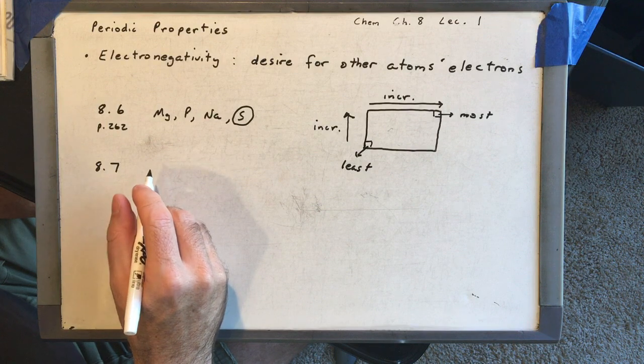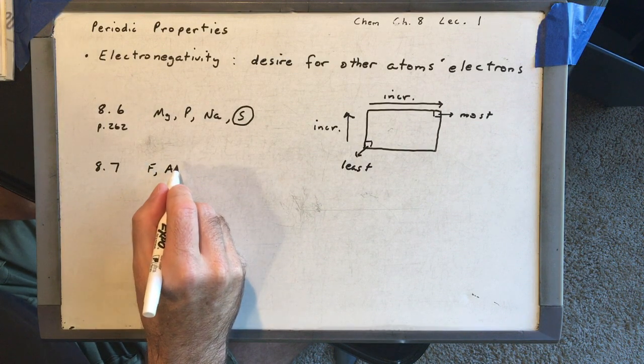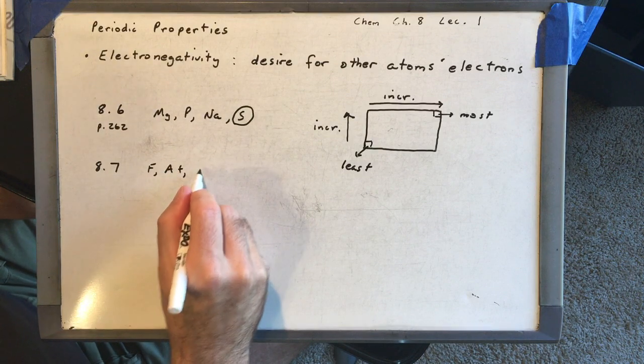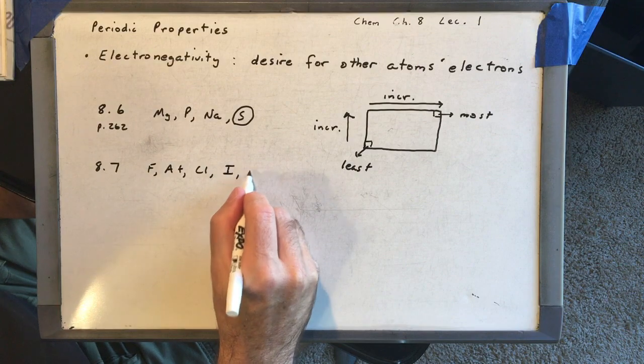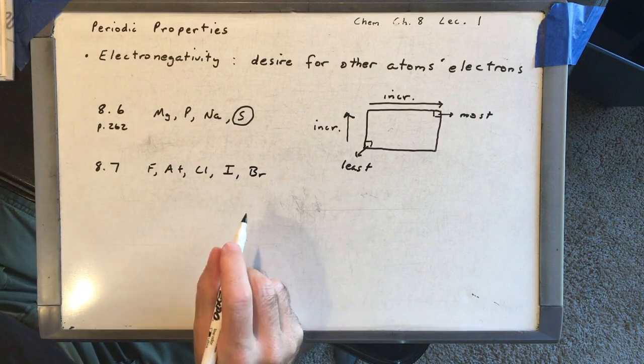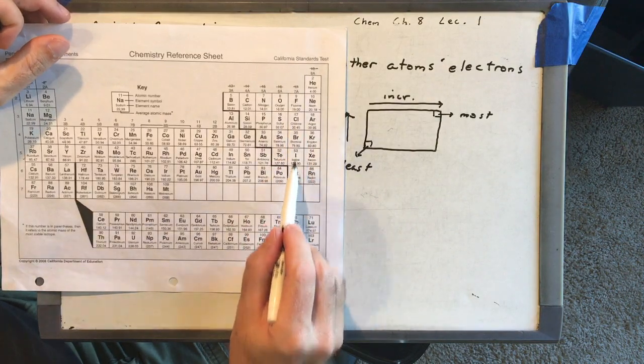8.7, order the following in terms of increasing desire. They give us fluorine, astatine, chlorine, iodine, and bromine. Those are all in column 7, and they have a name. They're called the halogens. Okay.